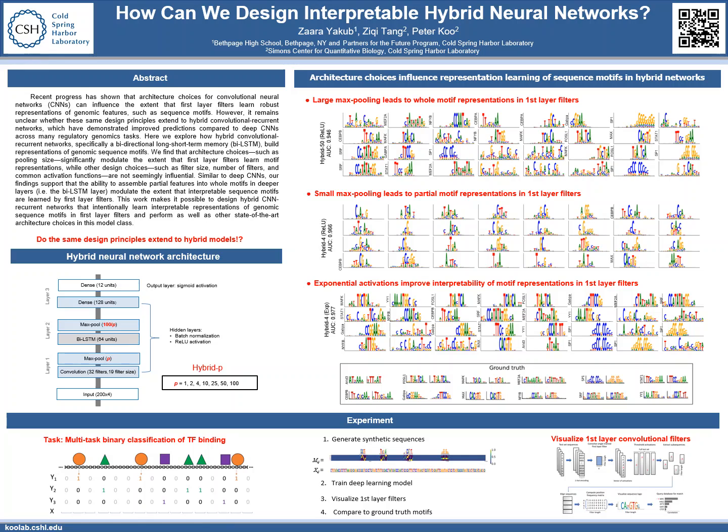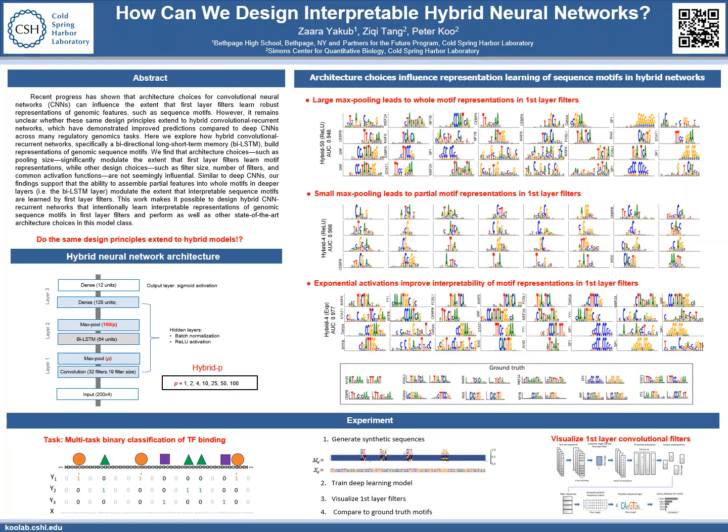Previous research has illustrated that properties like max pooling size influence the extent that sequence motif representations are learned by first-layer filters. Here we conducted a small-scale study that explores the role of max pooling size and activation functions on model interpretability within a hybrid CNN bidirectional LSTM model, similar to popular state-of-the-art architectures such as DanQ. Here is our design of the hybrid network.